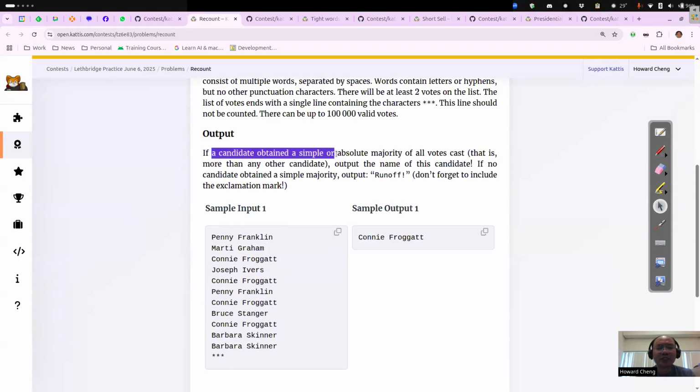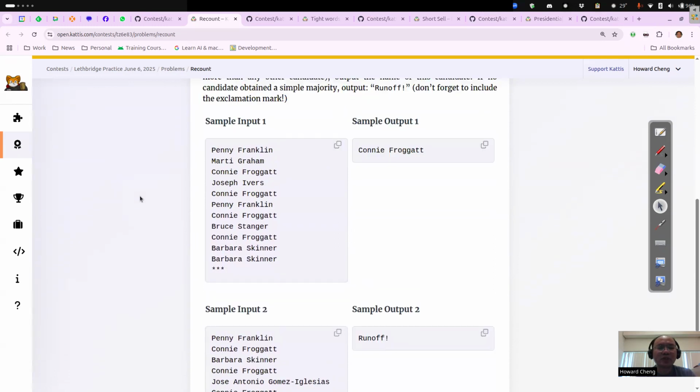If a candidate obtains a simple or absolute majority of all votes cast, that is, more than any other candidate, I'll put the name of this candidate. Otherwise, I'll put runoff. Don't forget the exclamation mark. So basically what we have to do is keep track of how many times each name appears. Then figure out what is the maximum number of votes anybody gets and see who has this number of votes and if there are more than one.